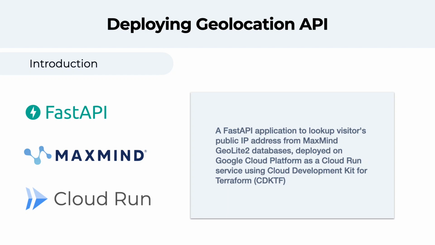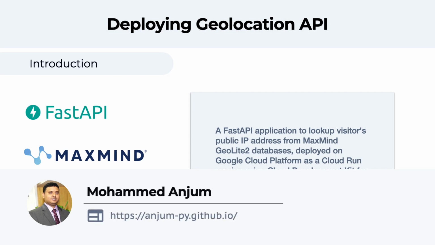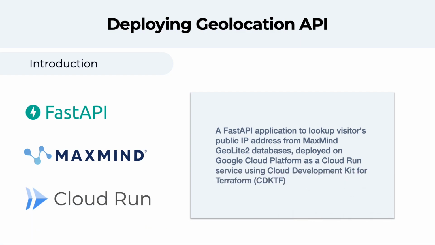Hi there, this is Muhammad Anjum, and in this video I will share a step-by-step guide for deploying a geolocation API on Google Cloud's Cloud Run, and how to set up and automate the deployment of a FastAPI Python application to Cloud Run, which is Google Cloud's serverless containers platform.